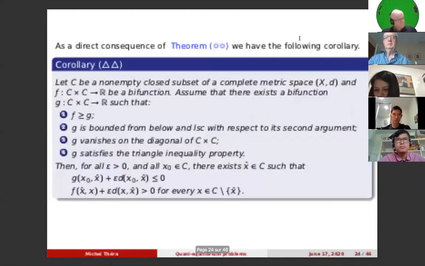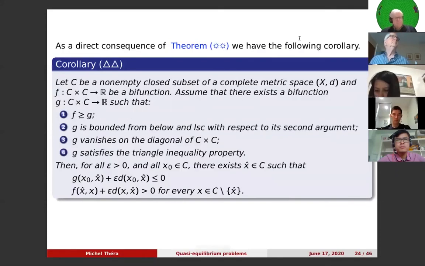And as a corollary, we have the following.